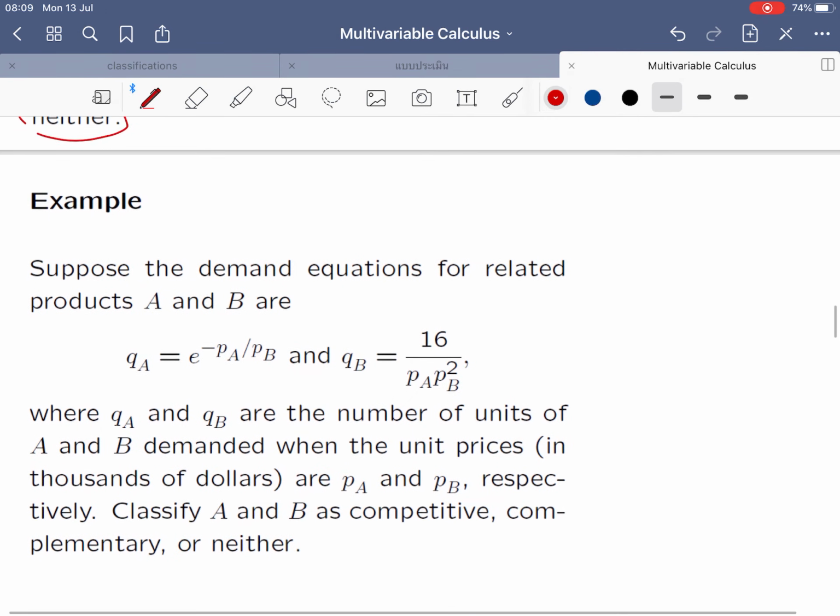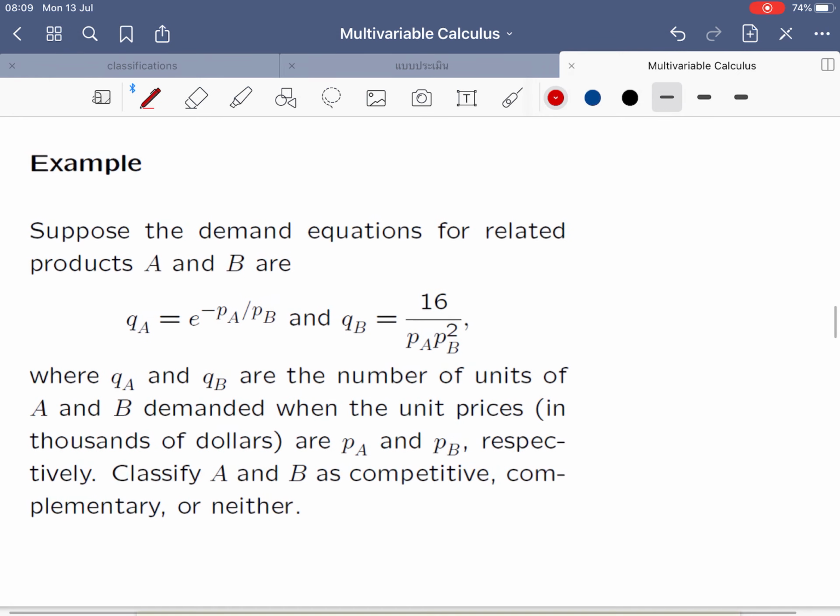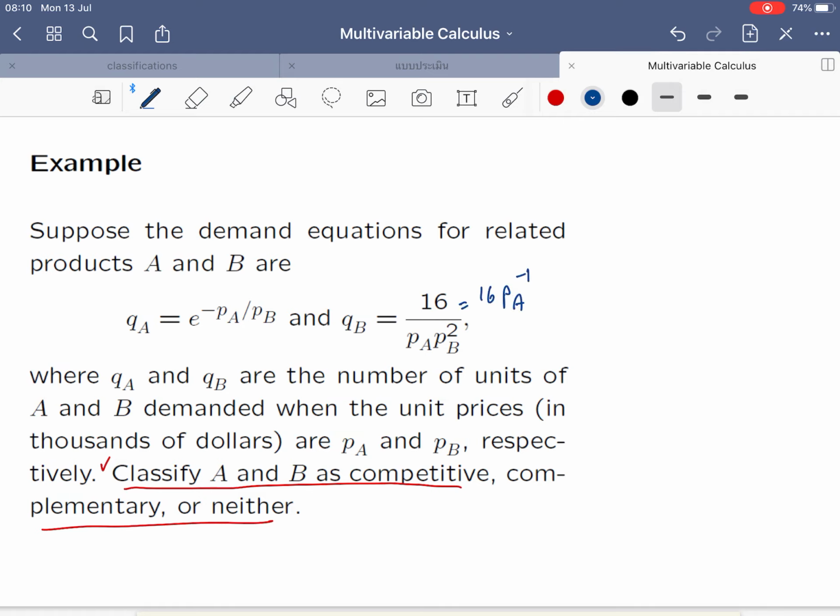So let's see the second example. Again you need to classify whether A and B are complementary or competitive, or have no relation at all. If they just ask you to classify, you don't really need to find all four marginal demands. You just find directly what you need. But for this one, let me simplify a little bit first. This is PA raised to the power -1 and PB raised to the power -2.